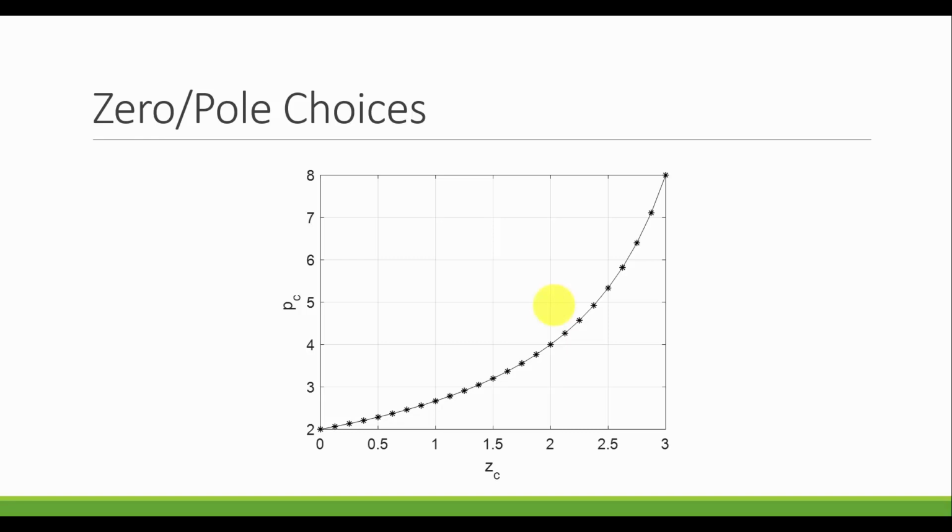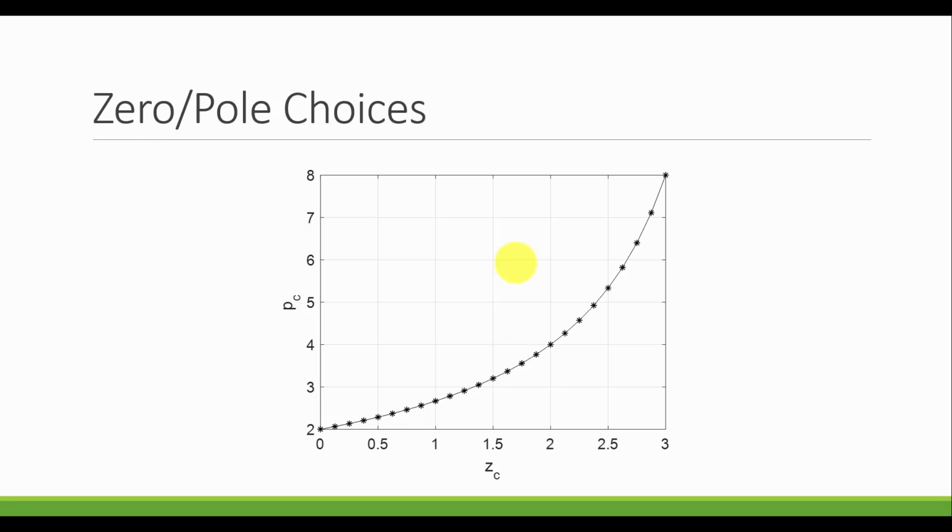But what we see happening is as we start to increase that zero all the way up to 3, our pole choice goes up to 8. If we kept increasing it to 4, etc., our pole is going to get even larger. As a general rule of thumb, the further left our zeros and poles are in the controller, the more effort it's going to take, the higher peak effort definitely, for our controller to work properly.